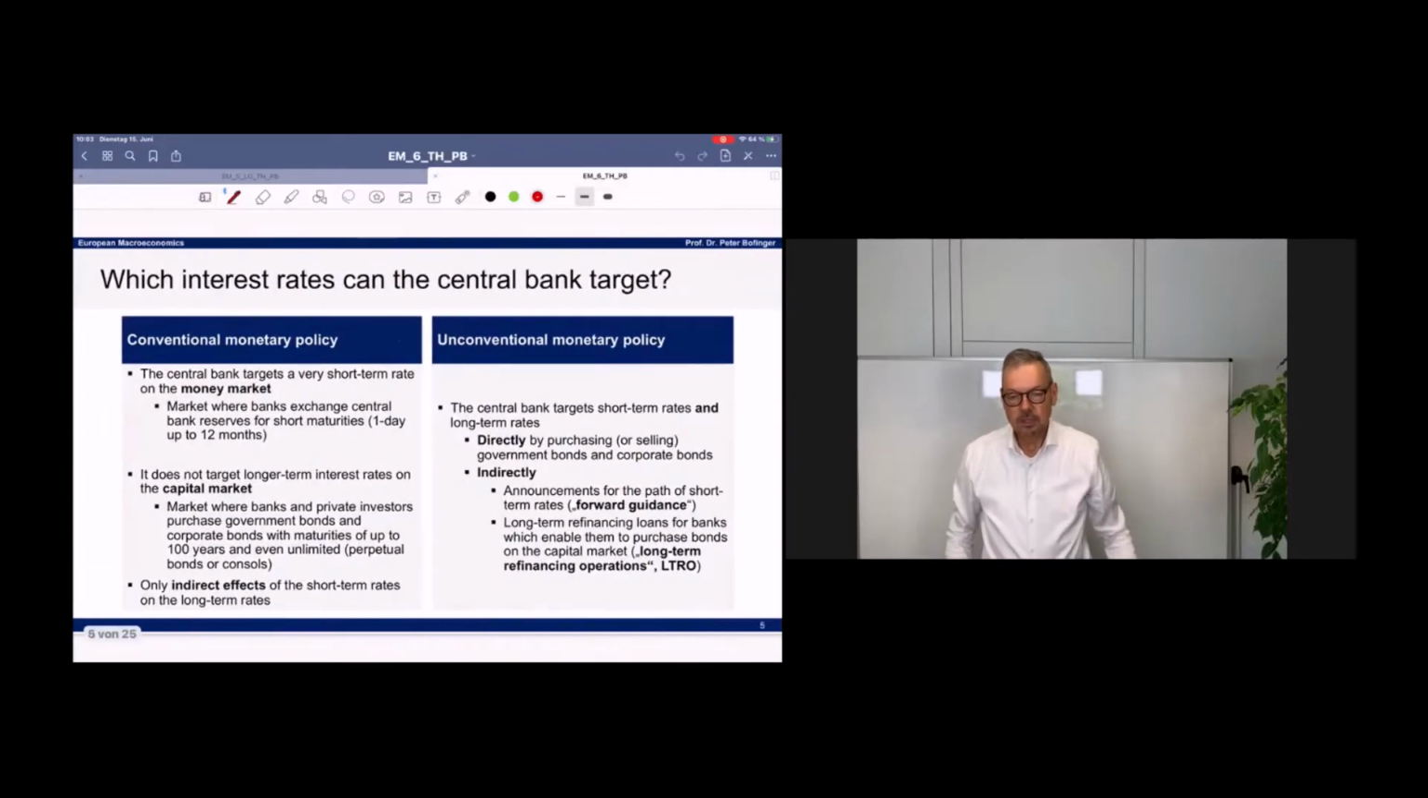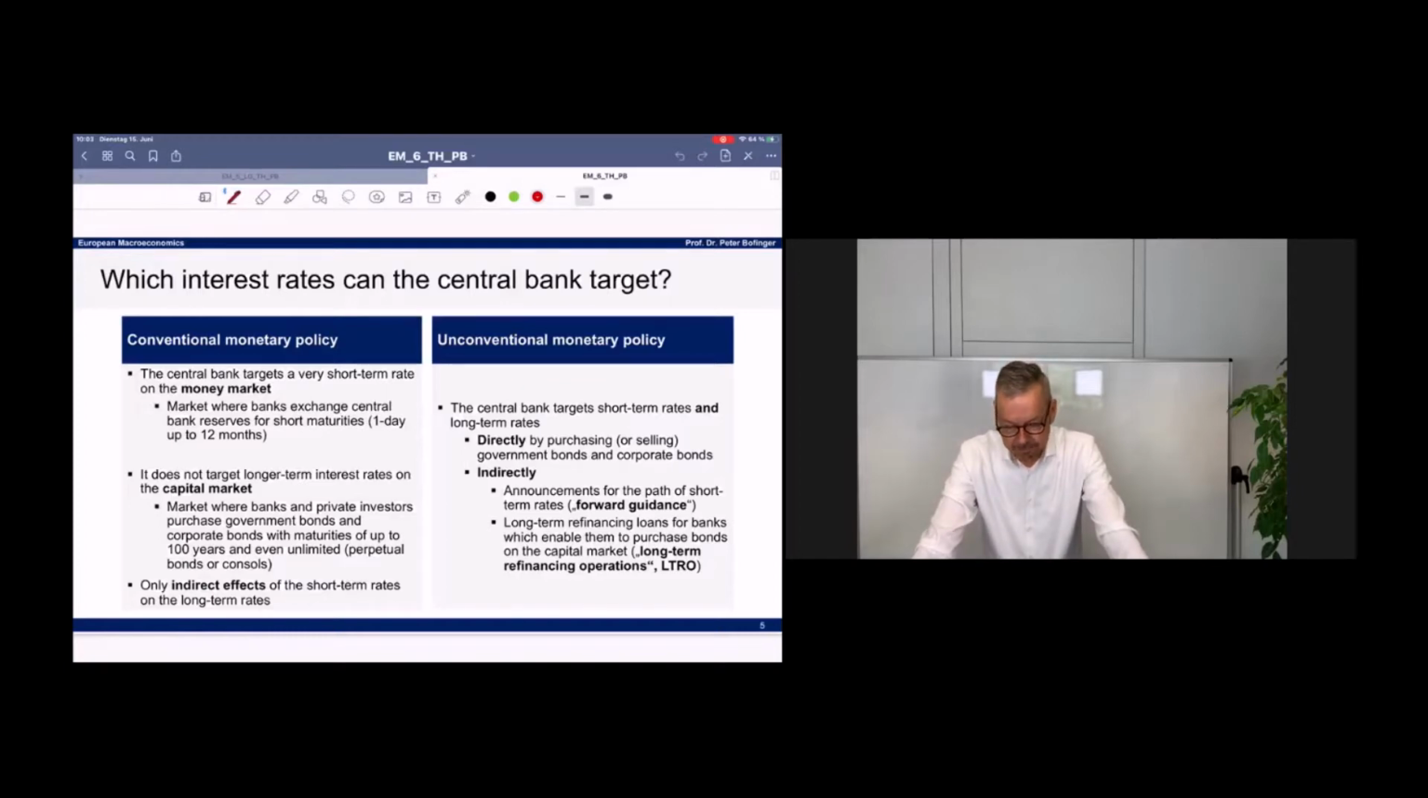And the question is now, which interest rates can and should the central bank target? And here we see two different approaches. One is what is called conventional monetary policy, and conventional monetary policy is what central banks mainly did until the financial crisis in 2009.